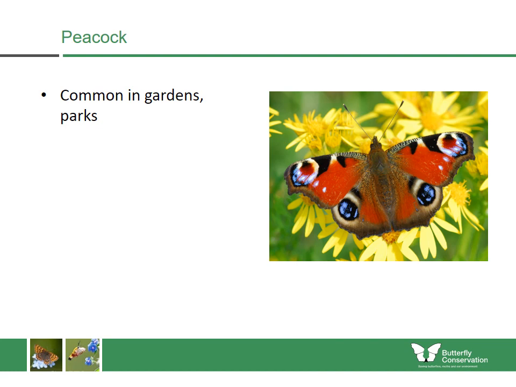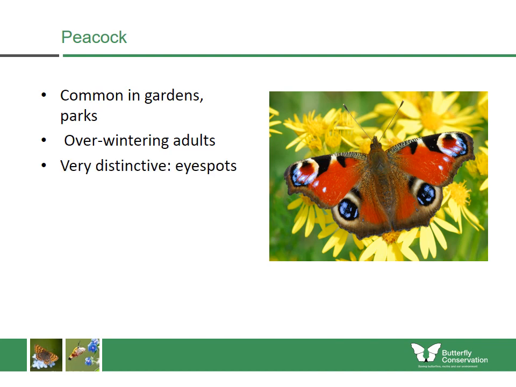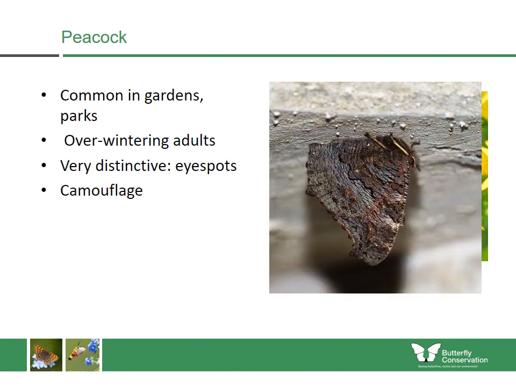Another fairly common species is the peacock butterfly. Again, these are common in gardens and parks, and if you've got something like a buddleia bush or sedums in the garden, you're very likely to see these butterflies come in. Again, like the small tortoiseshell, they will overwinter as adults, and the distinctive thing about the peacock is that it's mostly red with these striking eye spots on the upper surfaces of the wings. Like the small tortoiseshell, they're very well camouflaged, so if they were in nature in a cave, for example, it would be very easy for them to hide from predators.